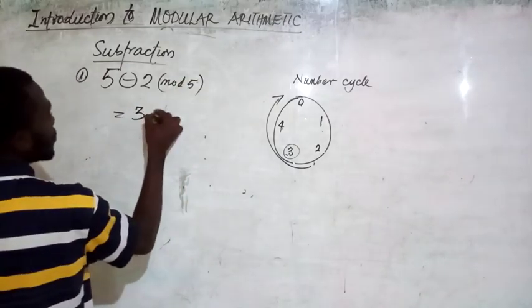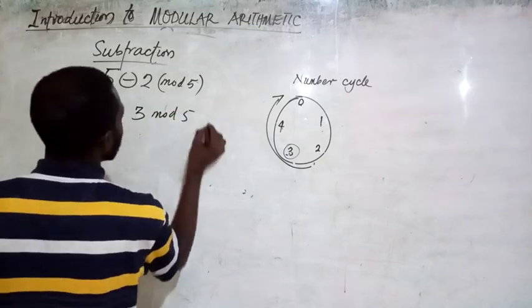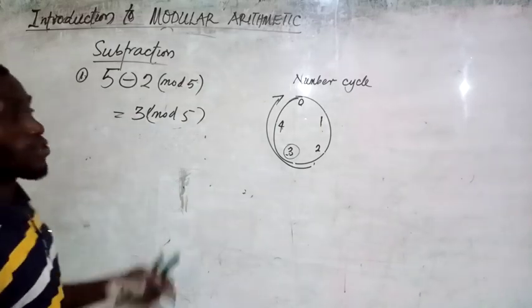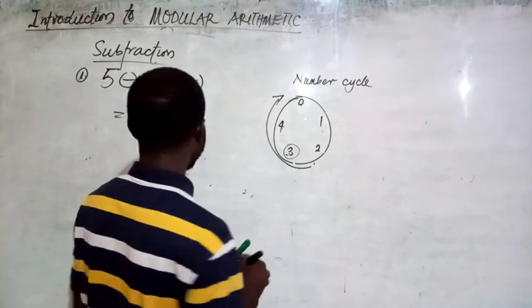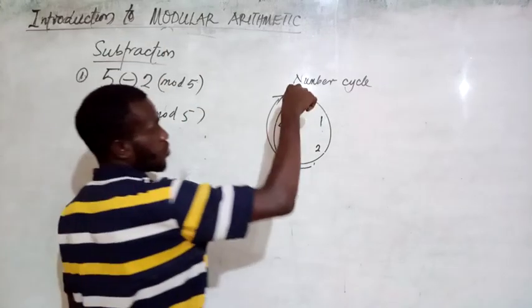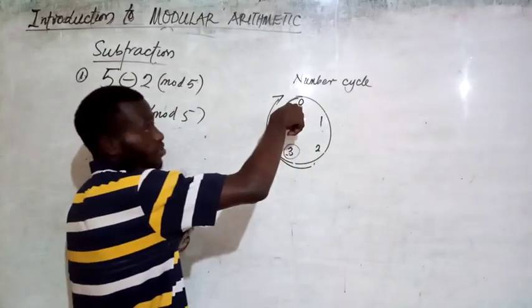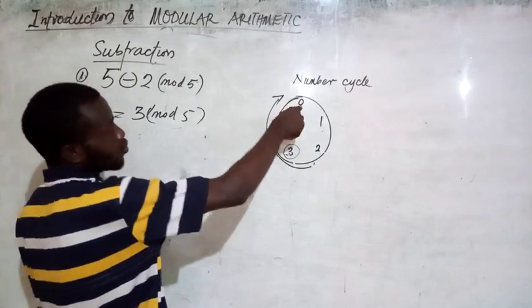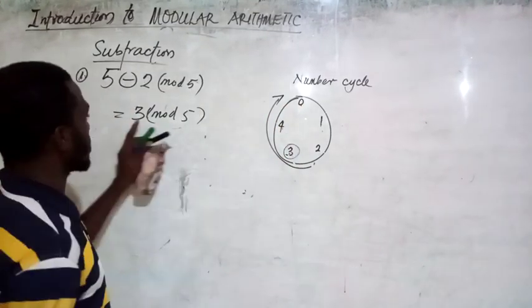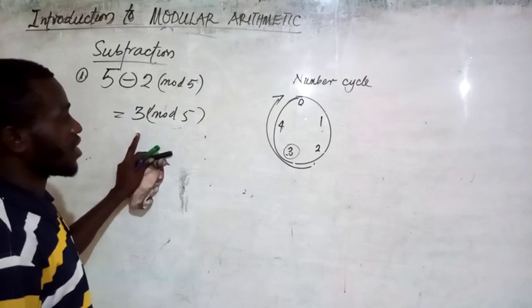Is 3 mod 5. Notice that nothing changed here. Nothing has changed. Why? Because 5 minus 2 is still 3. So how do you do that on the number cycle? You know that this number 5 is divisible by 5, so you can start from here. So when you subtract 2, you go from here, you go 1, 2. So my answer is 3. And that is how to do it.